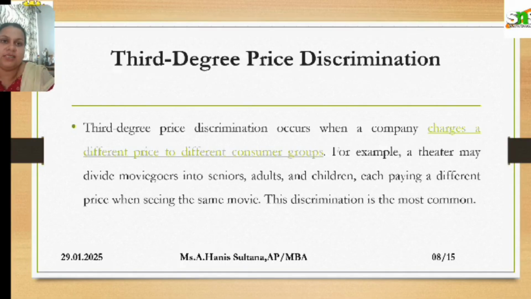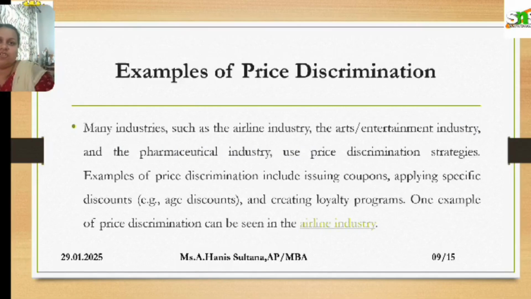Third degree price discrimination occurs when a company charges a different price to different consumer groups. For example, a theatre may divide moviegoers into seniors, adults, and children. Some movies may be only for children, some for adults, and some for a mixed audience. Each pays a different price for the same thing, because, for example, children below the age of 5 are not required to pay the ticket fare. This discrimination is the most common.